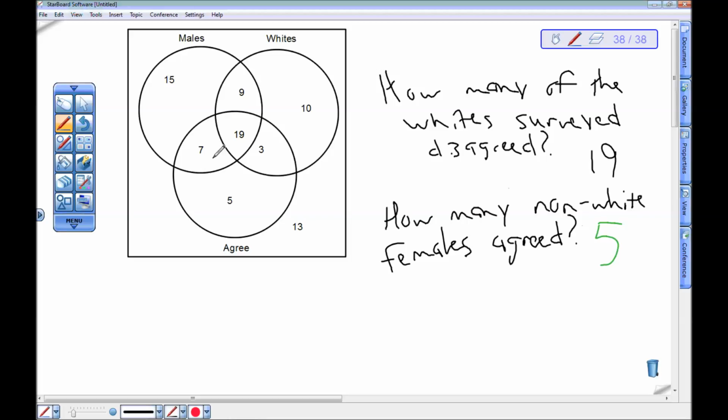Okay. How about these guys? Well, those 15 people are male, they're not white, and they didn't agree. So this is 15 non-white males that disagreed with the question being asked. Similarly, this is 10 white females that disagreed with the question being asked. Let's see, did I hit every pocket? I guess these are 9 white males that disagreed with the question being asked.